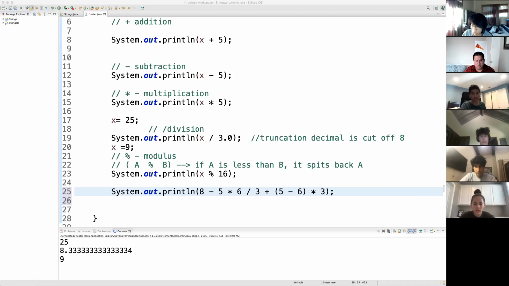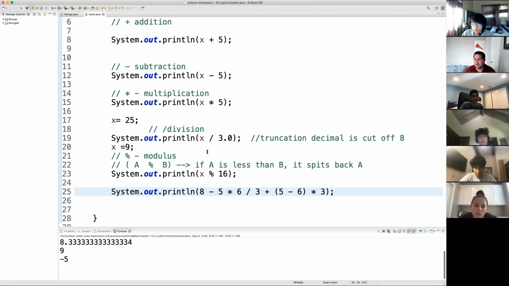Because what's 6 divided by 3? Am I dividing anything by 0? No, but you do the parentheses first. What's 5 minus 6? -1. Very good. Now, what's 5 times 6? 30. What's 30 divided by 3? 10. What's -1 times 3? -3. So what's 8 minus 10? 8 minus 10 is -2. What's -2 plus -3? -5.